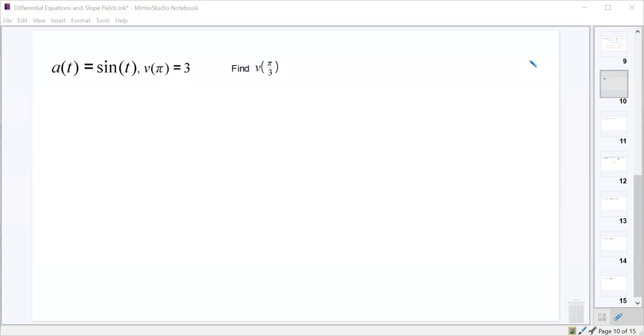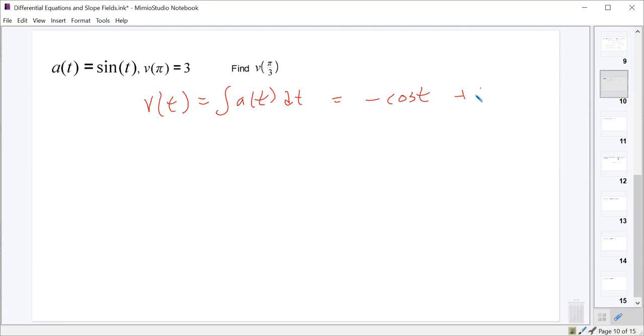So we've got a of t is sine t, which means that v of t should be the integral of a of t dt, which is what? Negative cosine t plus c. And if we want v of pi to equal 3, we'll just say that negative cosine of pi plus a constant needs to equal 3.